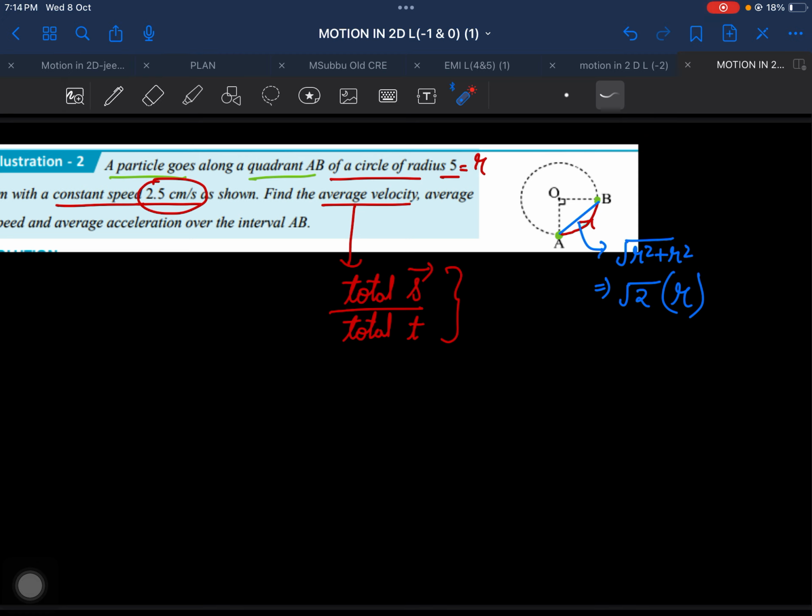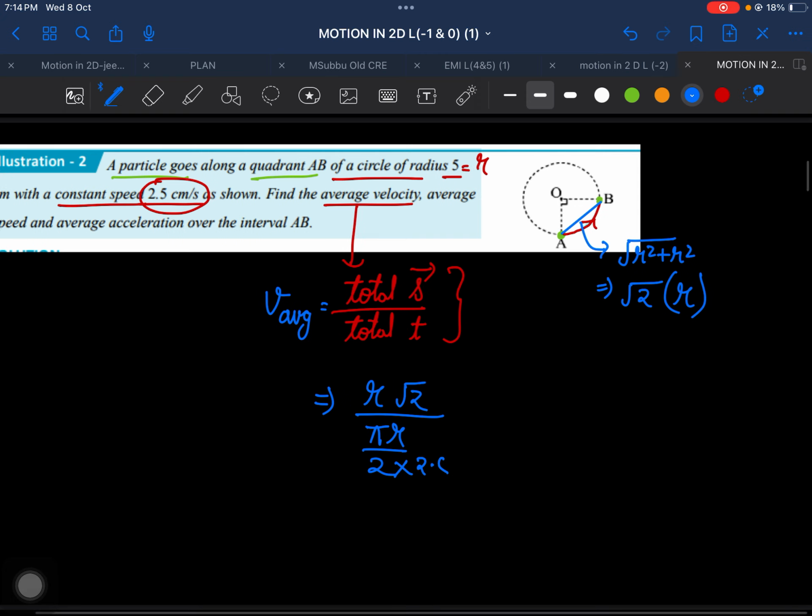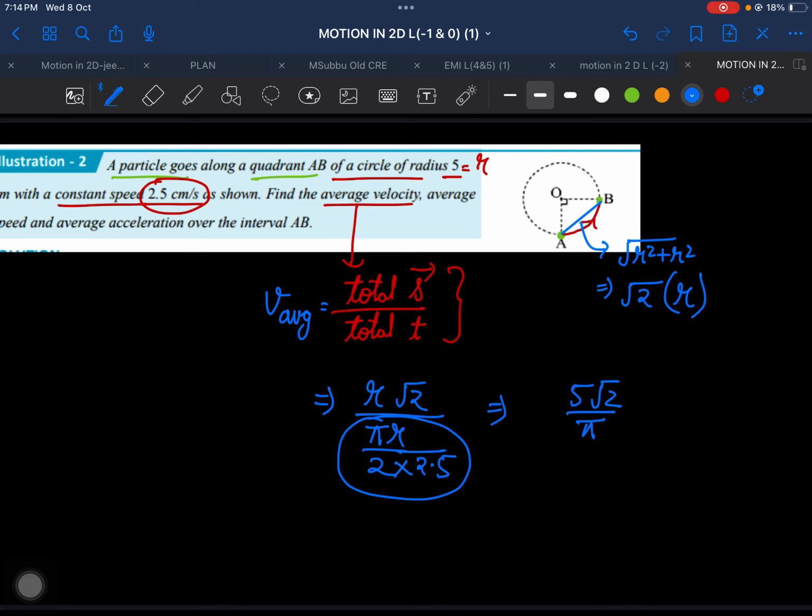So finally, your average velocity in this case will be equal to total displacement, which is root 2 r, divided by time. What is the time? It is pi r by 2, divided by the speed, which is 2.5. This is the time we have found. So r will cancel out and it will be nothing but 5 root 2 by pi centimeter per second, the unit of speed only. Is that clear? Good, very good.